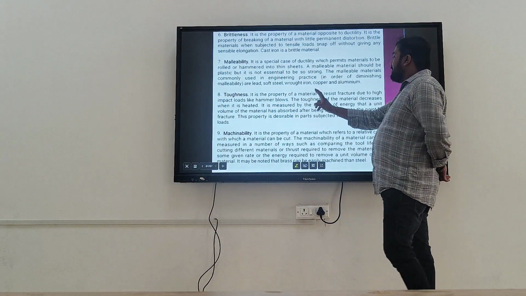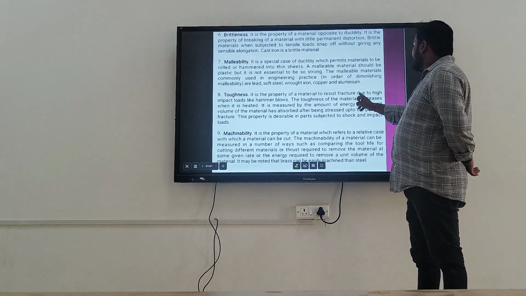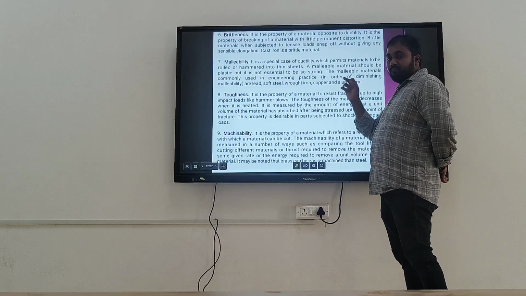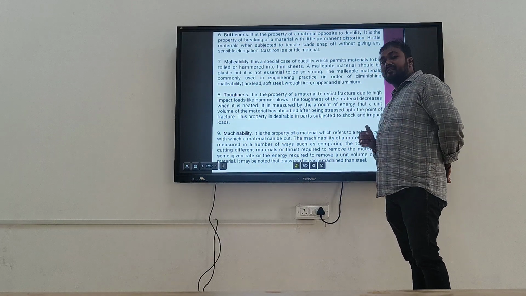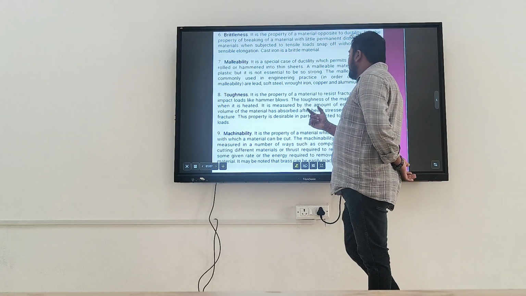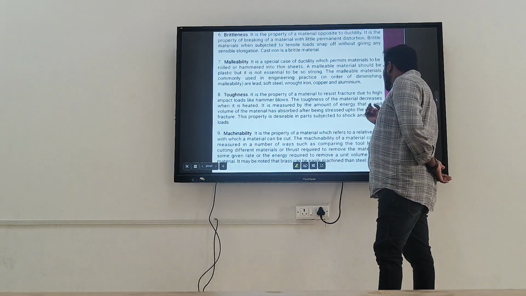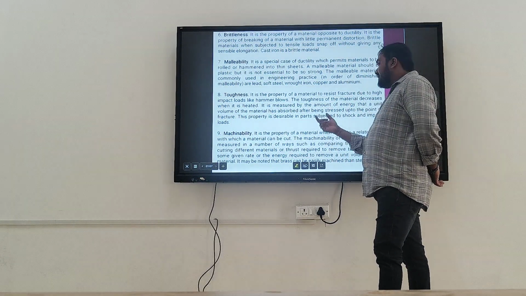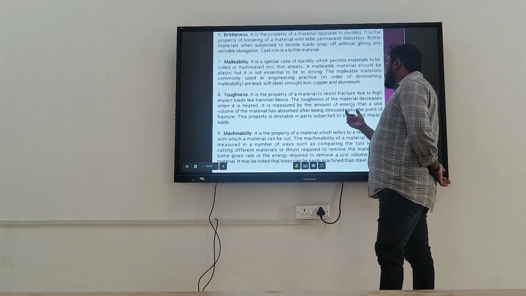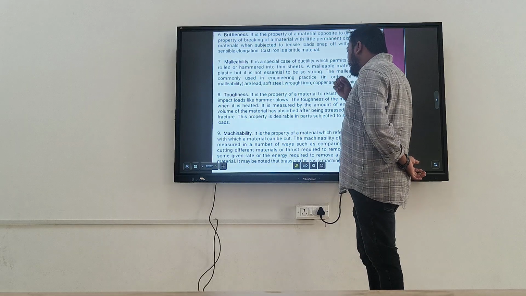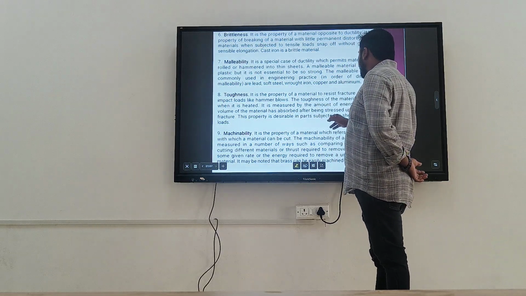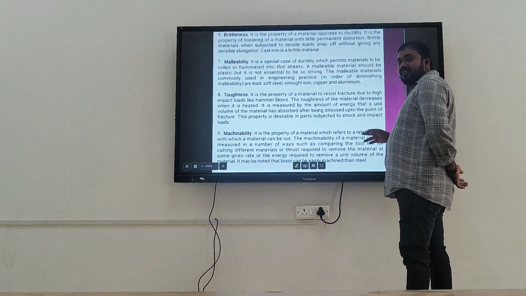Toughness is the property of a material to resist fracture due to high impact loads like hammer blows. The toughness of a material decreases when it is heated. It is measured by the amount of energy that a unit volume of a material has absorbed after being stressed up to the point of fracture. This property is desirable for parts subjected to shock and impact loads.